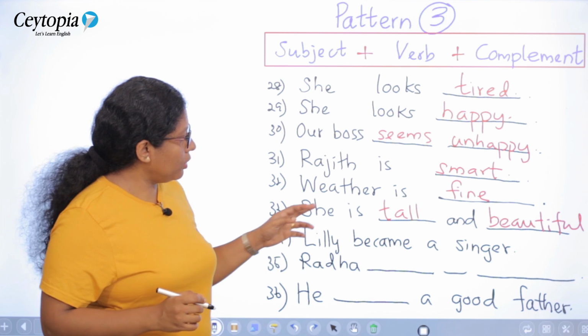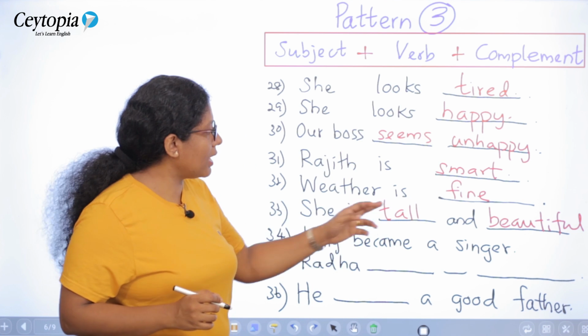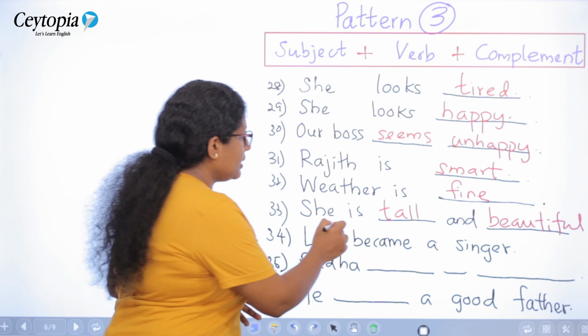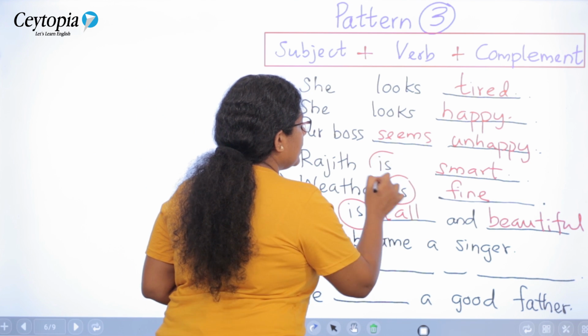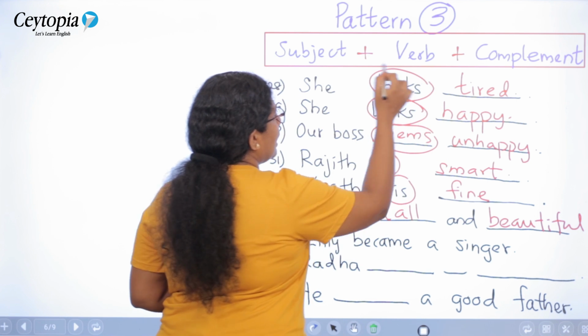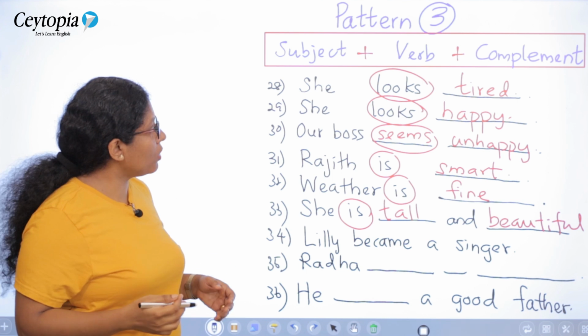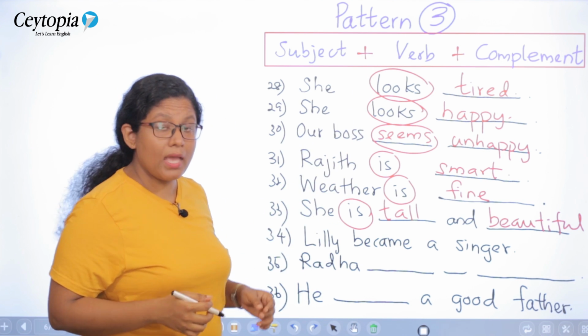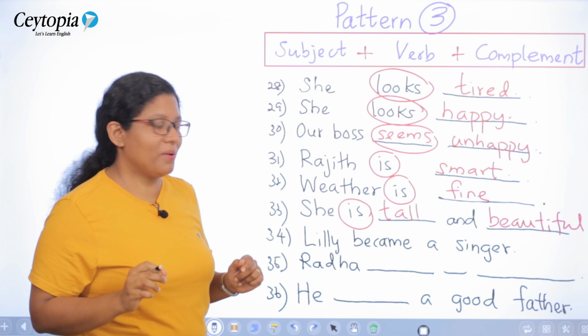Now you can see with all these complements we are giving further information about your subject, and these verbs are merely doing the part of a linking word. So therefore we call them linking verbs. Verbs like looks, seems and all the be verbs do this job.